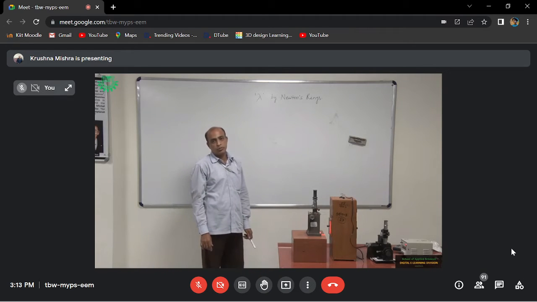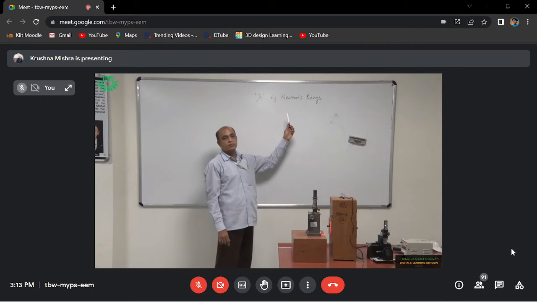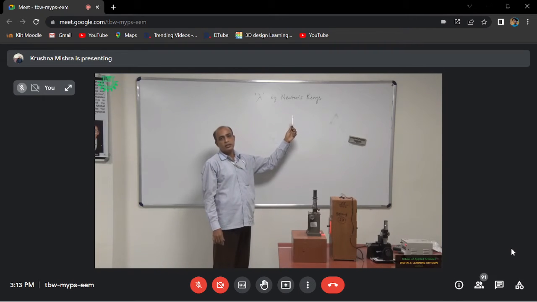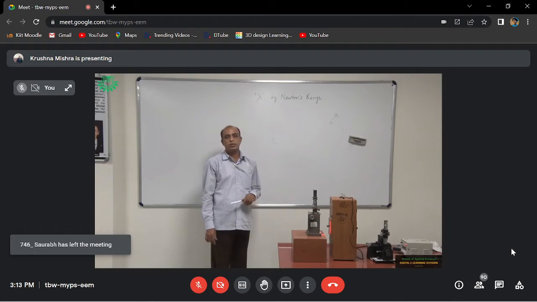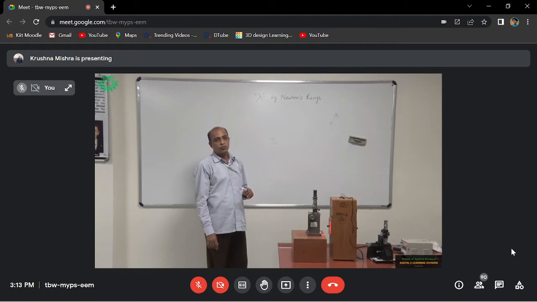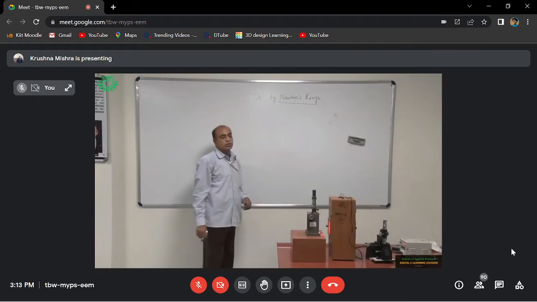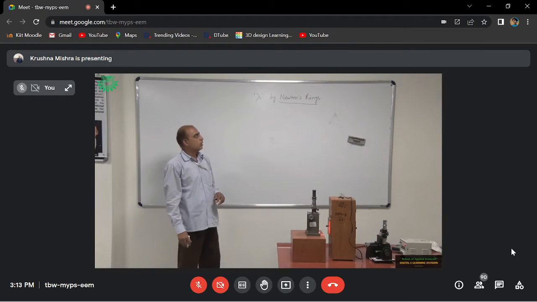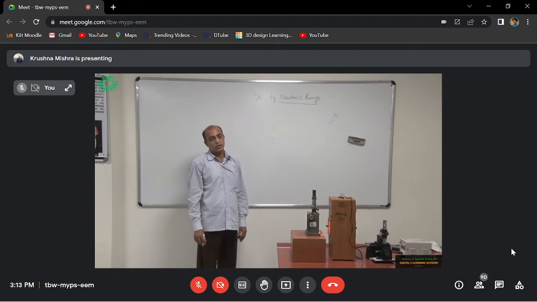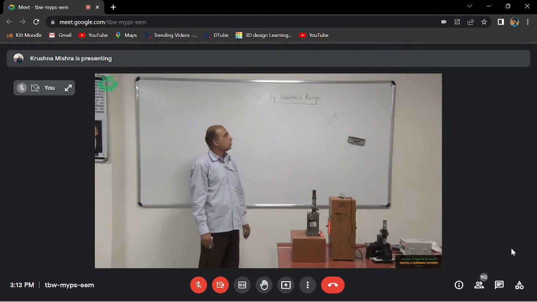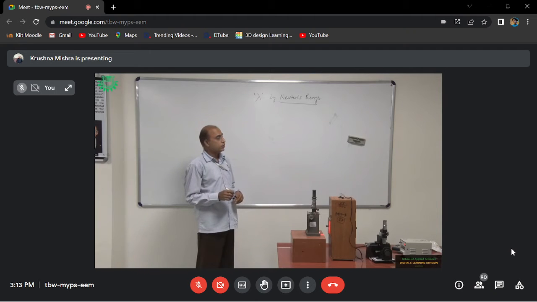We know it from our plus 2 level, interference, and again this is based on division of amplitude. Division of amplitude, division of wavefront, we all know from our plus 2 level. What is Newton's rings? To determine this lambda, there is a formula used, that is the working formula which comes in theory.